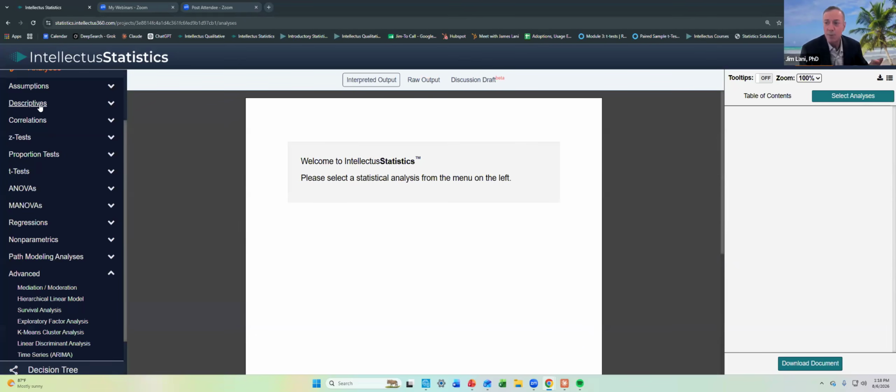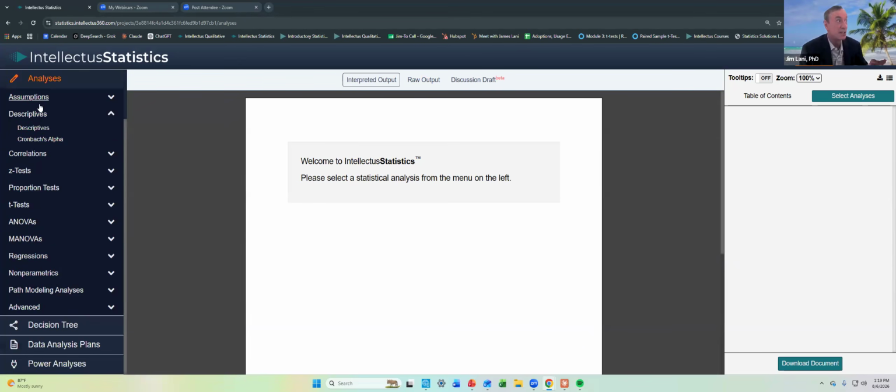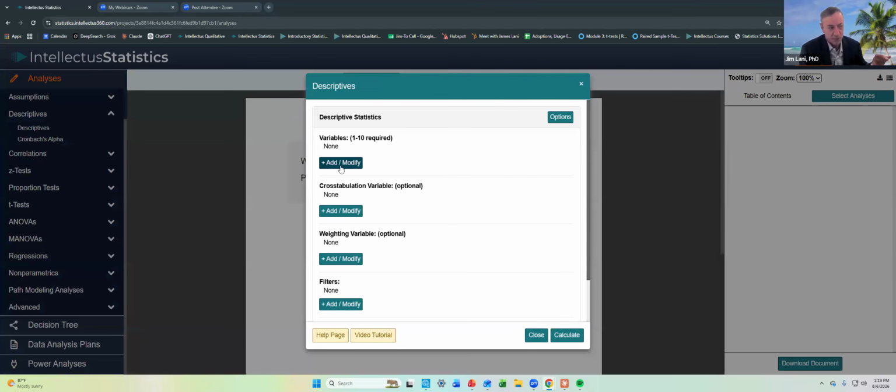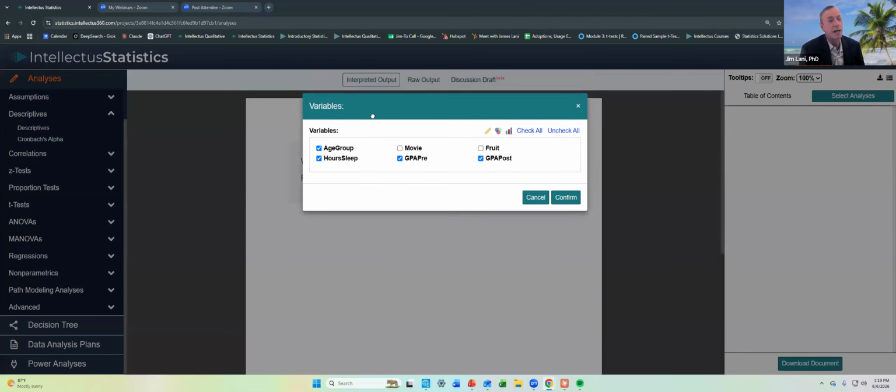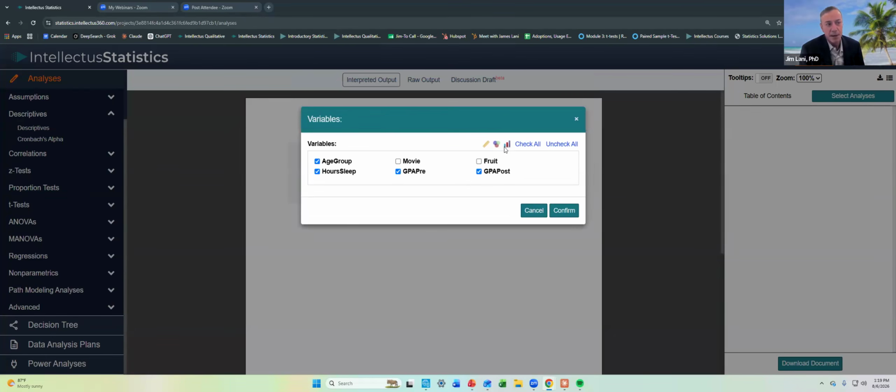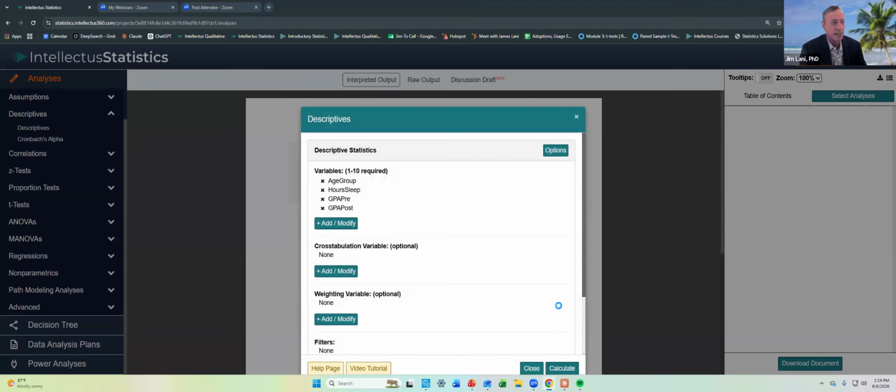So first thing everyone should do, the best practice is absolutely run descriptives on the data and the variables of interest. So let's just say I want age group, okay, sleep, GPA, okay, pre to post. Note that this descriptives accepts all 3 levels of measurement, okay? So we made it kind of foolproof, where otherwise you'll have to have the right level of measurement to conduct a particular analysis. At the moment, I want to look at those 4 variables. Hit calculate.